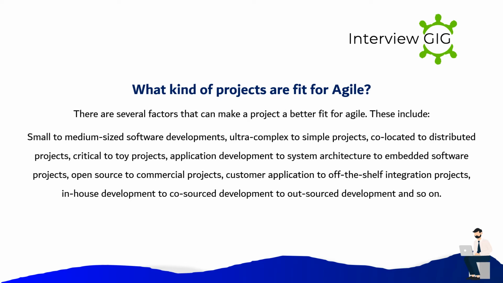What kind of projects are fit for Agile? There are several factors that can make a project a better fit for Agile. These include small to medium-sized software developments, ultra-complex to simple projects, co-located to distributed projects, critical to toy projects, application development to system architecture to embedded software projects, open source to commercial projects, customer application to off-the-shelf integration projects, in-house development to co-source development to outsource development, and so on.